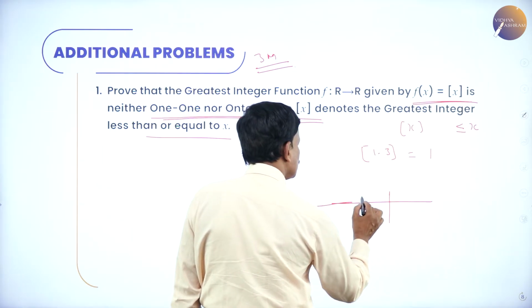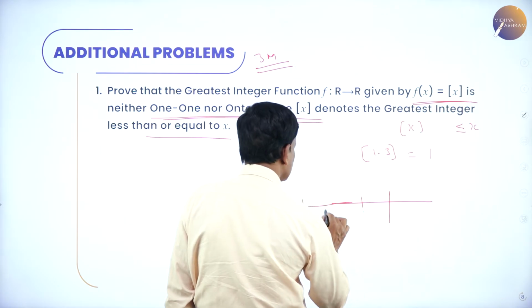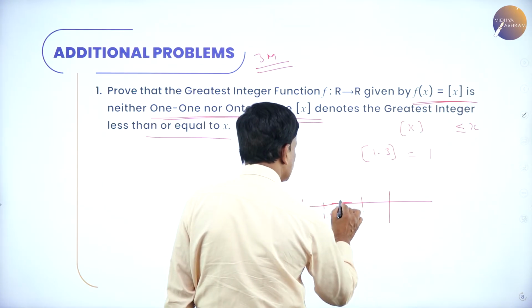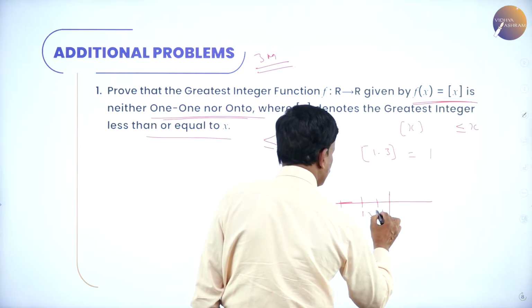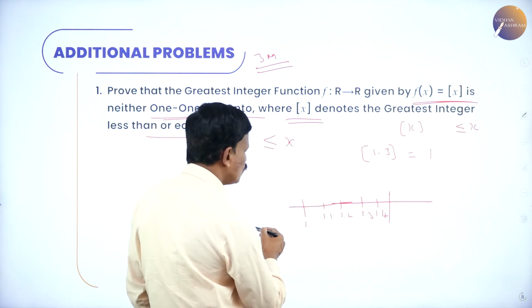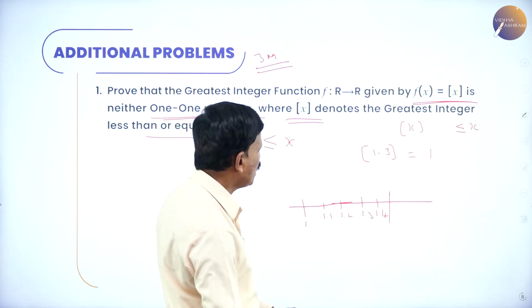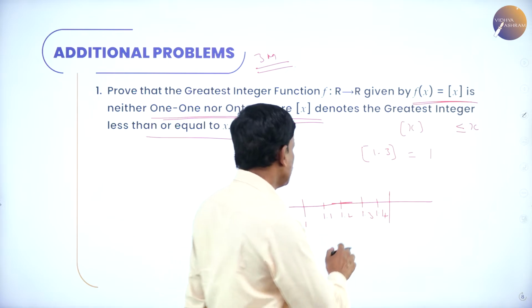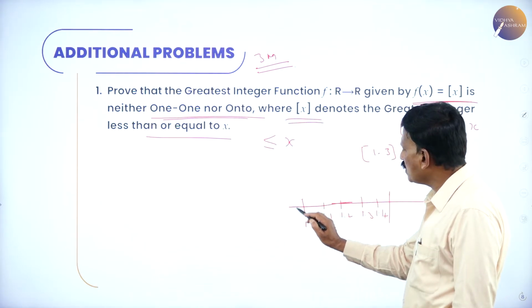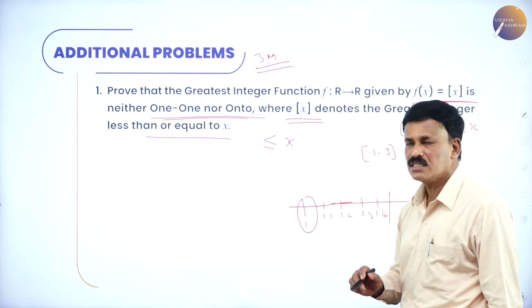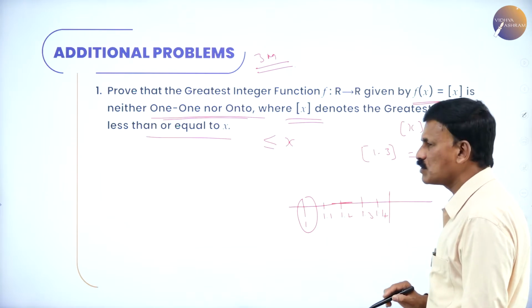I represent 1, then 1.1, 1.2, 1.3, 1.4. Then the values which are less than 1.3 are 1.2, 1.1 and 1, and only 1 is an integer. So the integer less than 1.3 is 1. Therefore this is equal to 1.